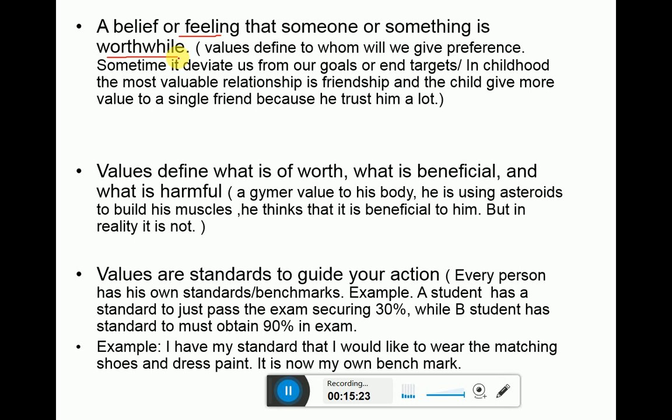Now the gymmer, whatever value he works on, wants a strong body. A gymmer, for example, starts the gym, and the main value, the main intention, is that he wants to make a very strong body. For this purpose he is using steroids, injections, to build a very strong muscle. Now the gymmer is giving value clearly to the end result.